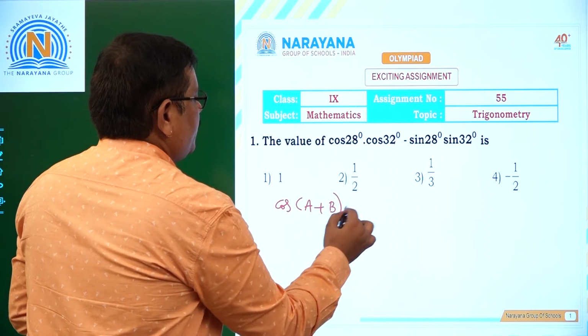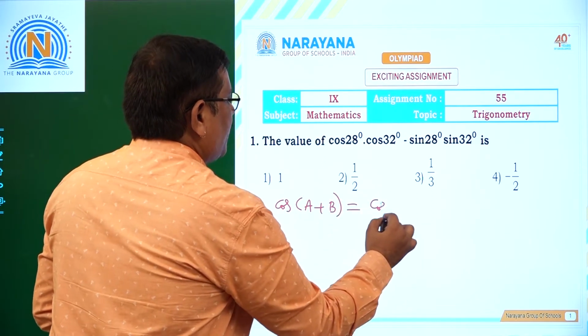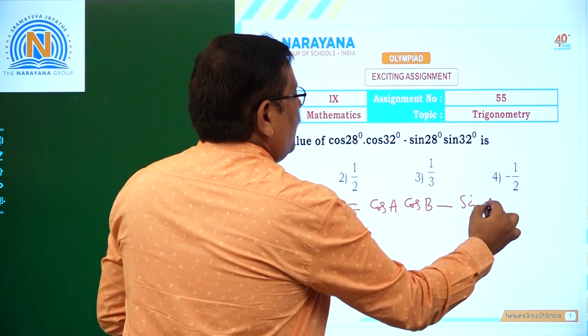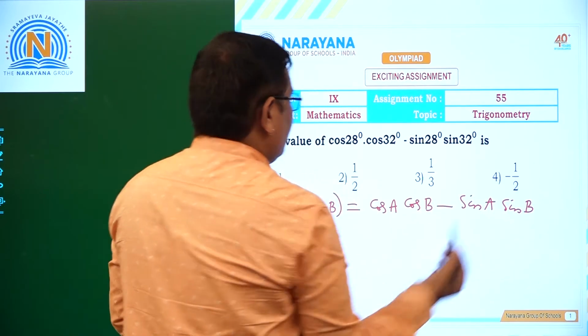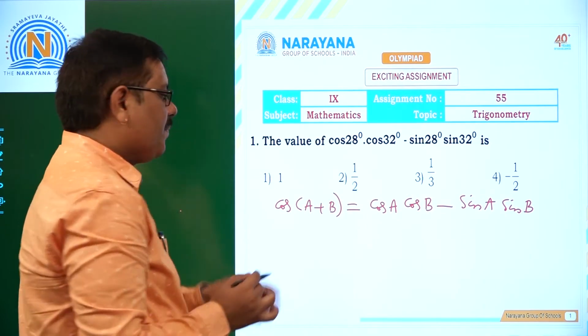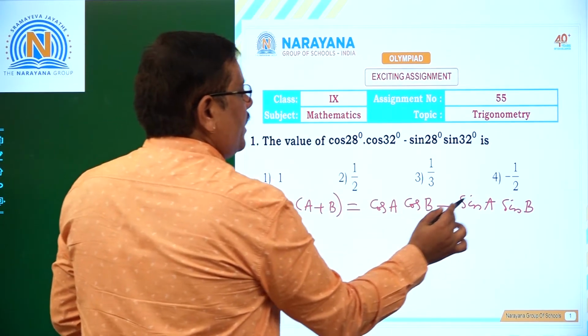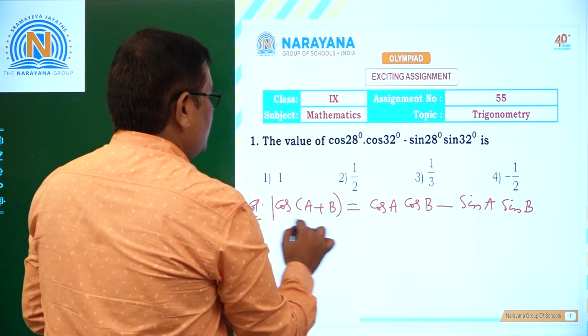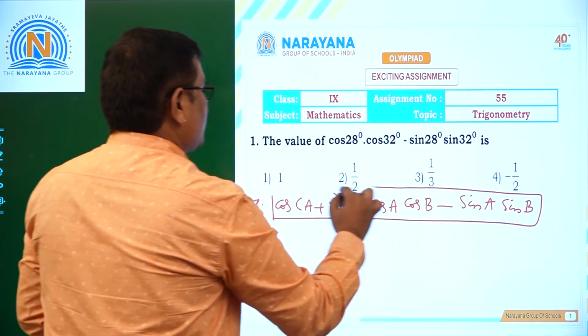What is the cos (A plus B) expansion for us? That is cos A cos B minus sin A sin B. This is the expansion of cos of A plus B. Cos of A plus B is cos A cos B minus sin A sin B. So using that, we can solve this question. This is the formula we are going to use in this case.